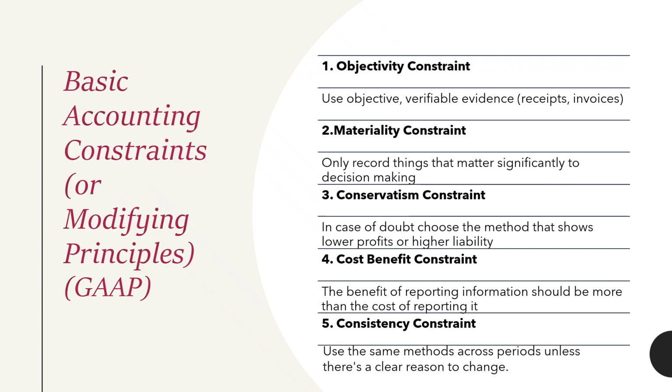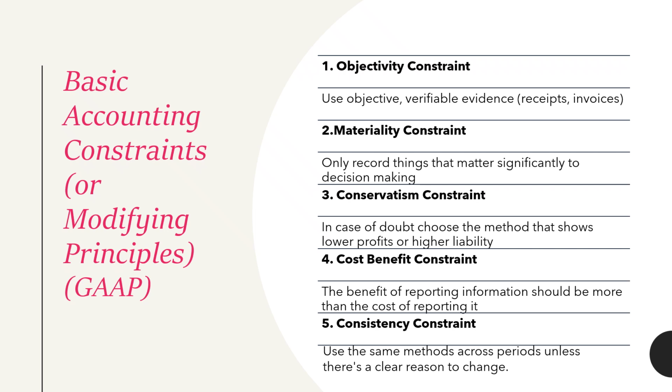Now we will talk about the five basic accounting constraints that practically limit or condition when we apply accounting rules. The first one is objectivity constraint that says that always use objective verifiable evidence like receipt or invoice whenever you record something. Don't just guess the value of inventory, count it and get it documented to support it. The second one is materiality constraint that says that only record things that matter significantly to decision making. For example, you wouldn't record every pencil used, but you would record buying a new computer.